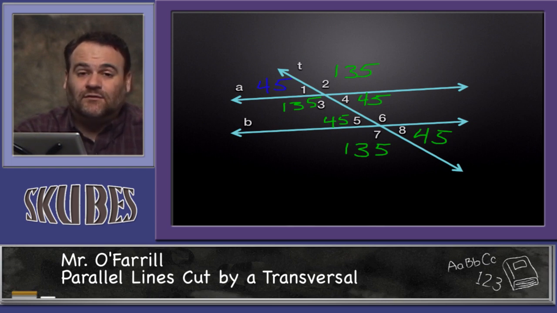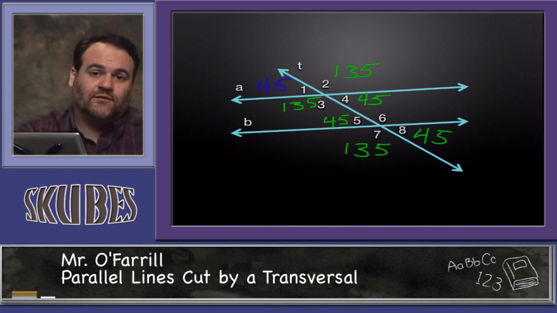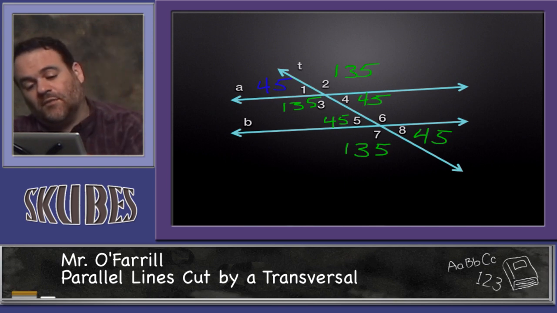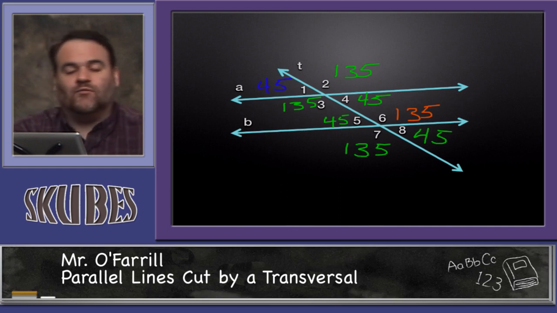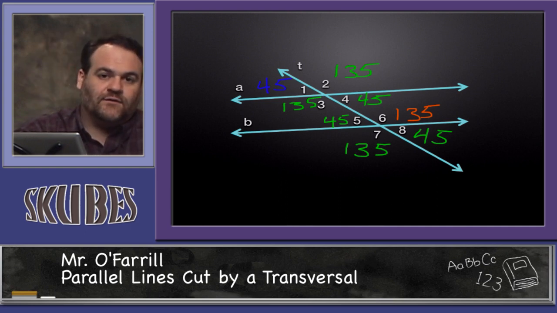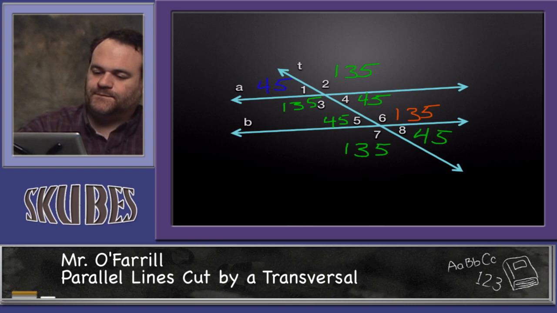Angles 3 and 6 would be the same because they're same side interior. And 2 and 6 would be the same because they're corresponding. But no matter how you look at it, you end up with a measure of 135 degrees. And we managed to find all 7 remaining angles. Let's do another one.